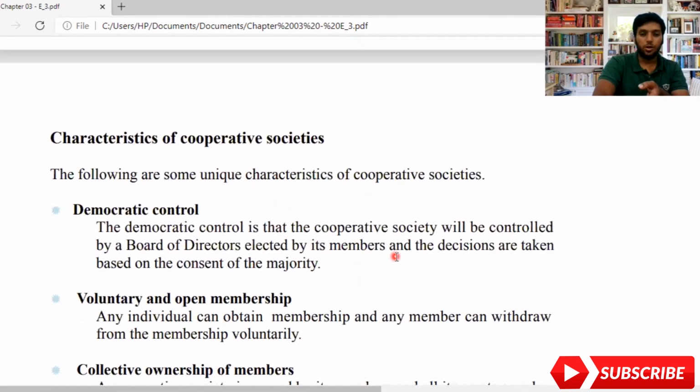Okay, so let's move on to the characteristics of cooperative societies. Democratic control. You can speak what you want in the organization. People will listen to you, so you will be able to take decisions.